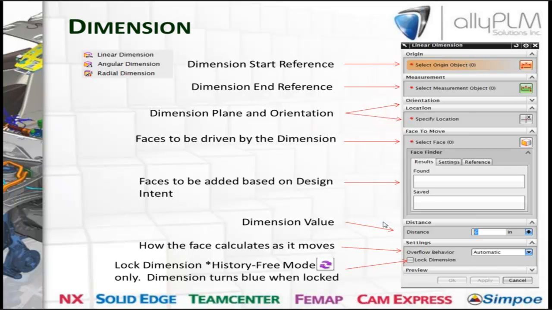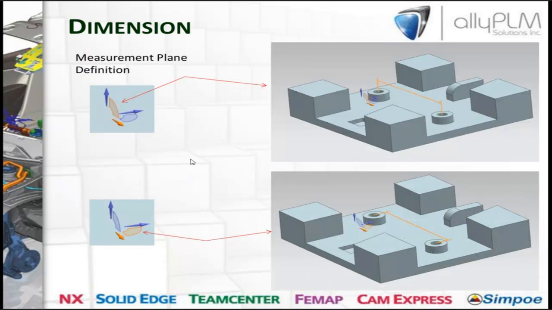And once again, how the face calculates as it moves is the overflow behavior. And notice I have a locked dimension, which is in history-free mode, and I'll talk about what that means here in a minute. All right, so as far as placing this dimension, you see that I've picked the center of this hole on the left, and come over here and did my second click to this hole on the right, and it starts to preview my dimension.